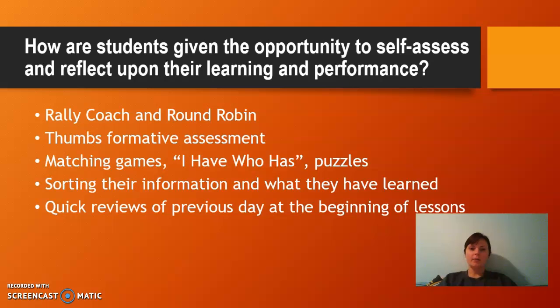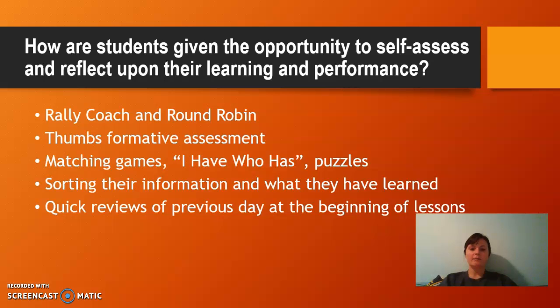How are students given the opportunity to self-assess and reflect upon their learning and performance? I used the Kagan strategies, rally coach and round robin, during partner activities. So in order for a student to be able to participate in these, they really have to understand what they are talking about, because their responsibility in the group is to tell others how to do a math problem. And then using the thumbs formative assessment, they really are honest using their thumbs, and so I feel like they reflect just by doing that.